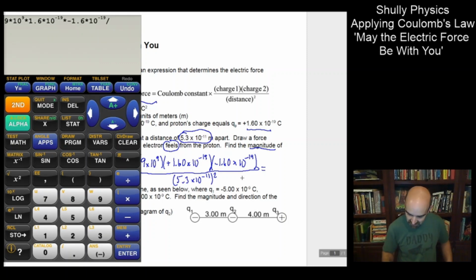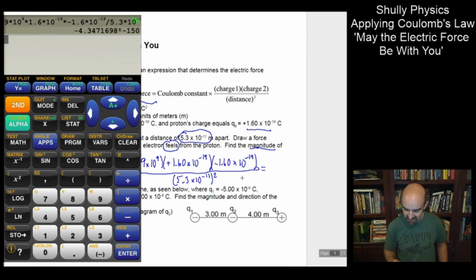So if I just say divided by 5.3 times 10 to the power of -11, and then I square that, my calculator's kind of formatted it for me to give my eyeball a clue that I didn't do this quite right. But if I hit enter, I get a really strange looking answer. -4.3 yada yada e -150. Now when I talk about this little calculator language, the little e stands for times 10 to the power of.